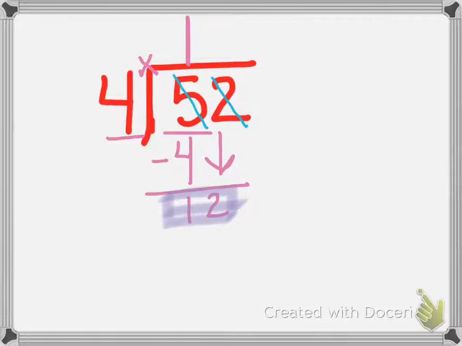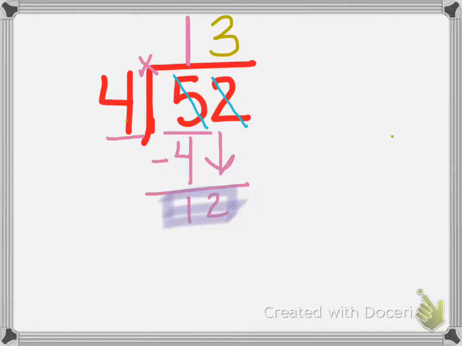So I'm going to change colors. And we're going to divide the ones. This is 12 ones. 12 divided by 4. All right, let's count by 4s. 4, 8, 12. I counted 3 4s. Or Dad counted 3 4s.